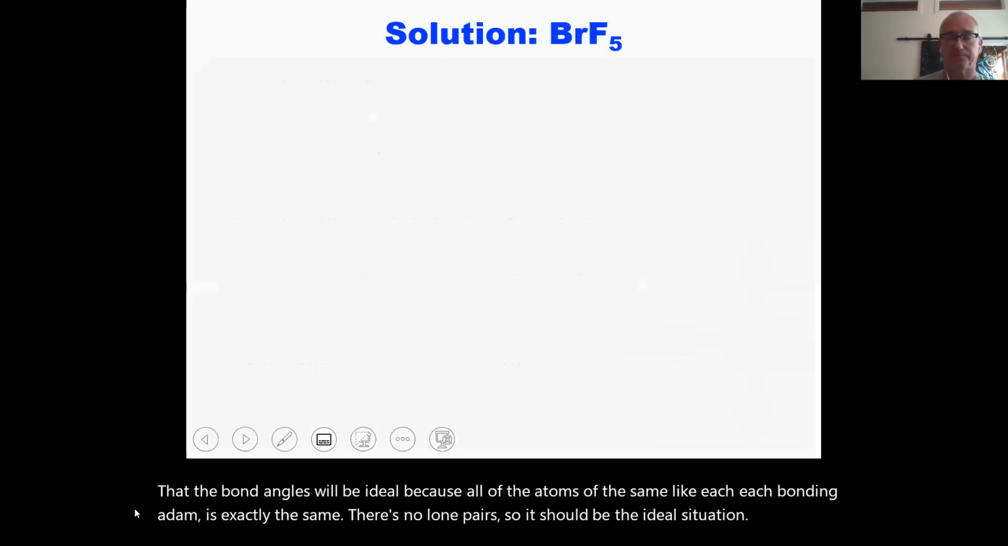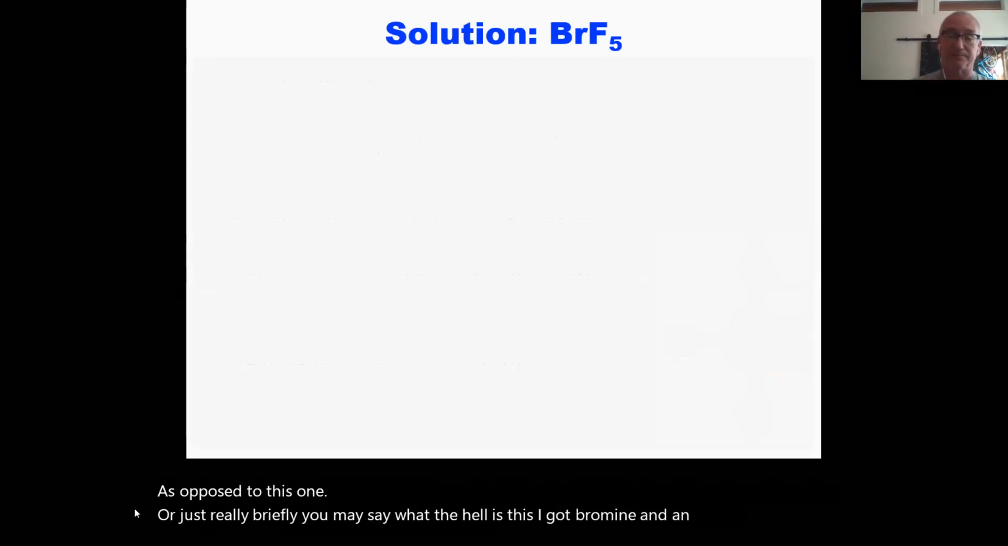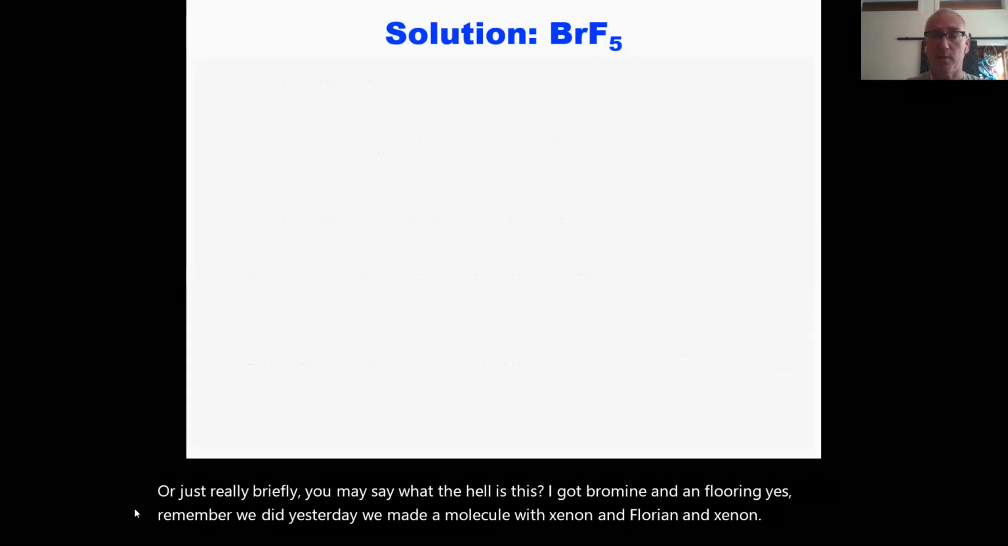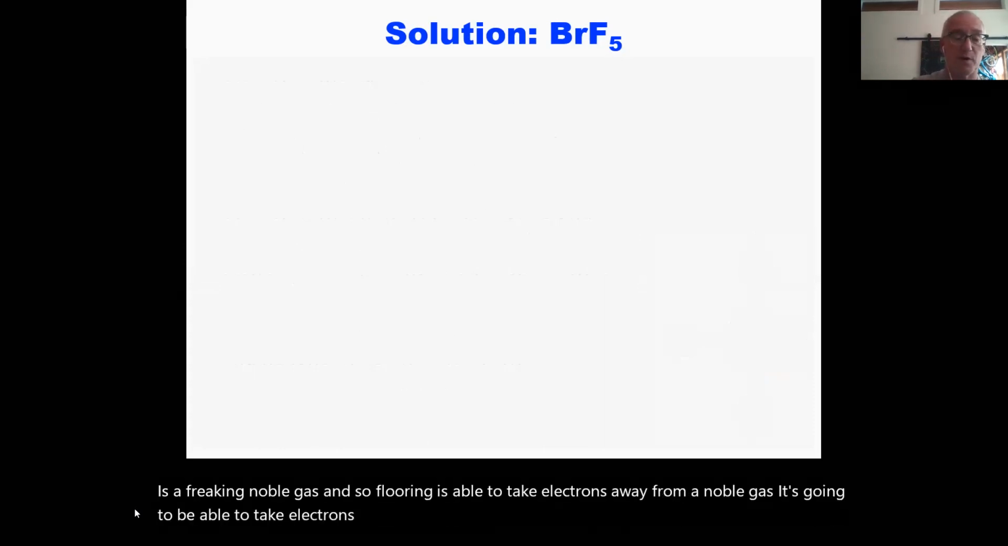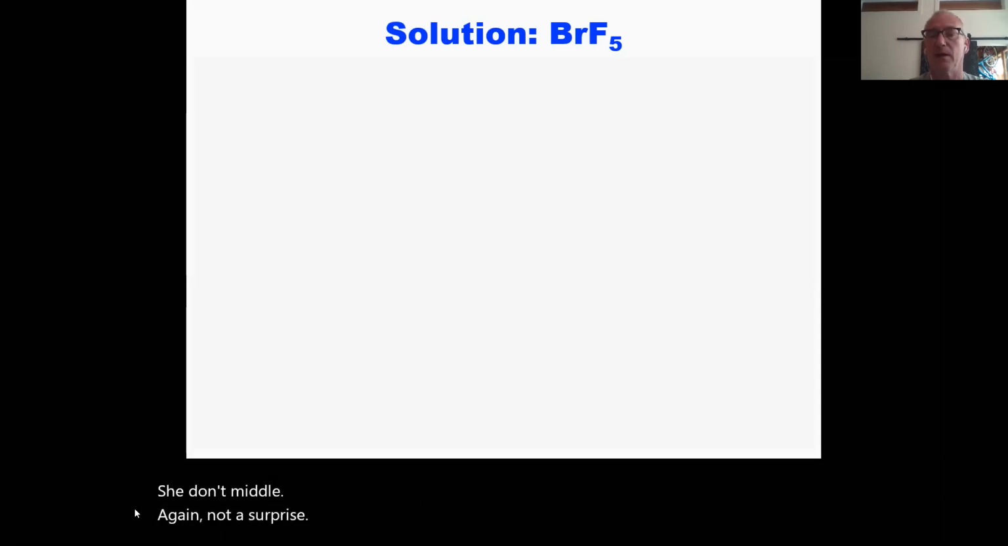As opposed to this one, where you may say, what is this? I got bromine and fluorine? Yes. Remember, yesterday we made a molecule with xenon and fluorine, and xenon is a noble gas. So fluorine is able to take electrons away from a noble gas. It's going to be able to take electrons away from bromine as well. So if we were to draw this, which would go in the middle? Bromine. If there's only one of them, it's probably going in the middle. Right, and bromine is less electronegative.